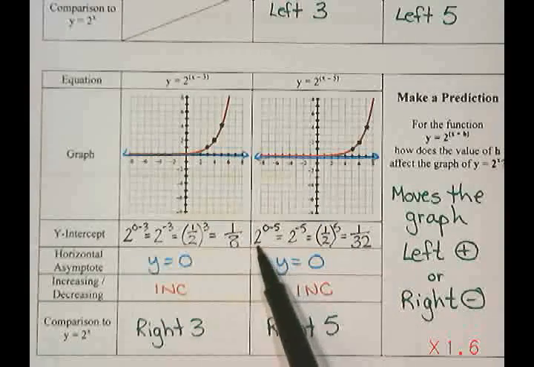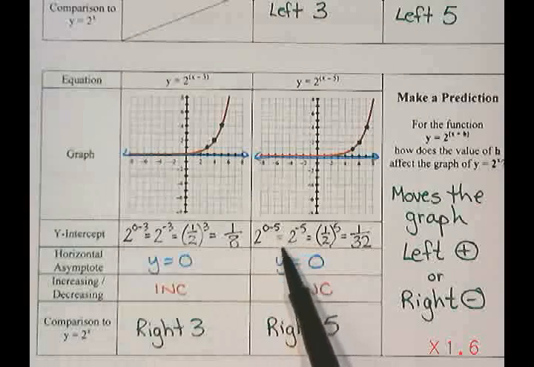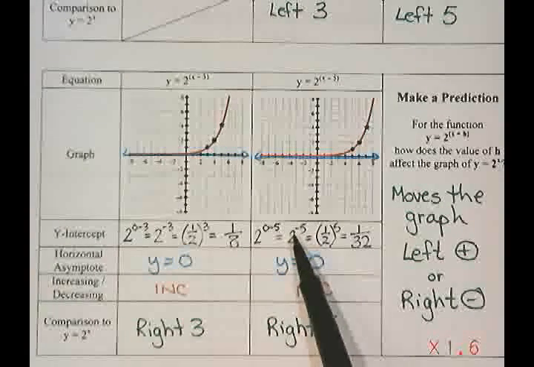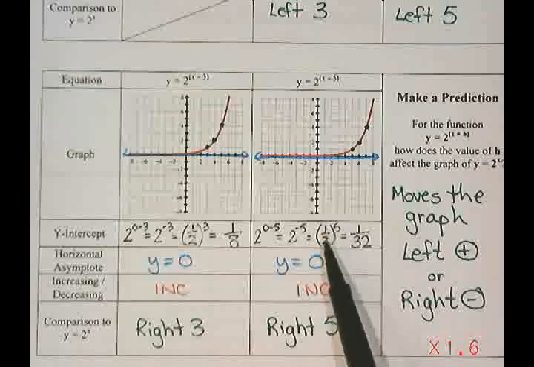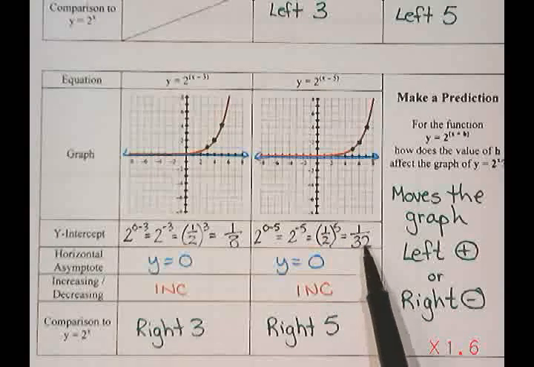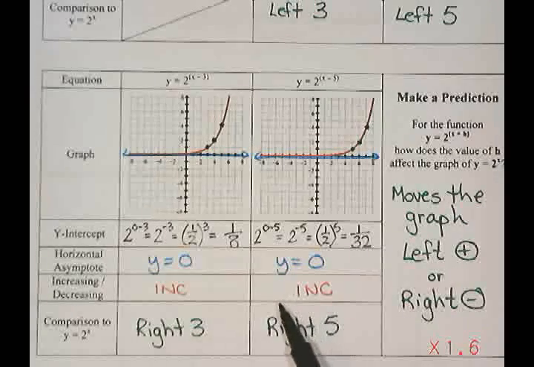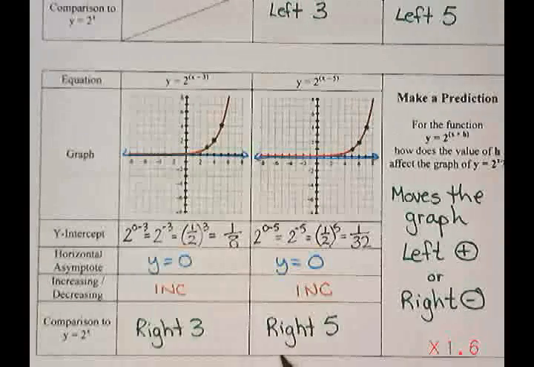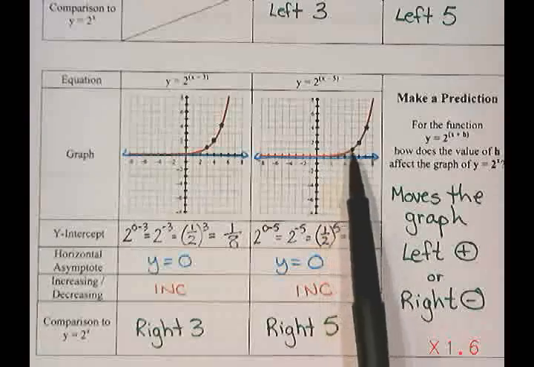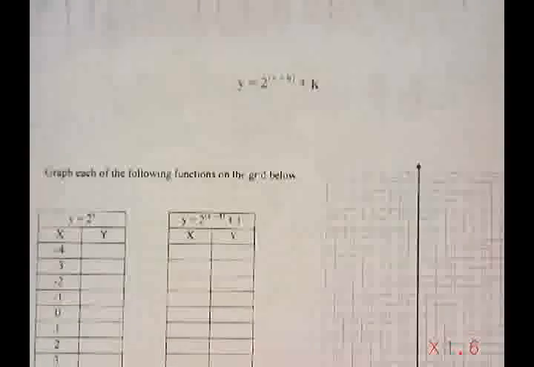And the last one here, we have 2 to the 0 minus 5. 2 to the -5, a negative exponent makes a fraction, so I flip it over to make it 1/2 to the power of 5, which is 1/32. The horizontal asymptote is 0. It's still increasing like all the rest. And this one, all of the points have moved to the right 5 units.